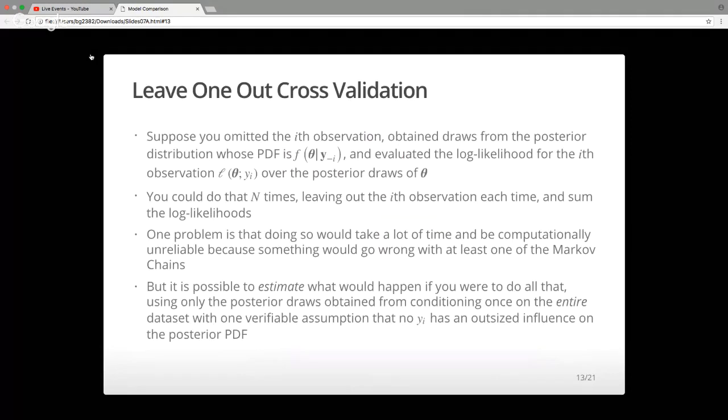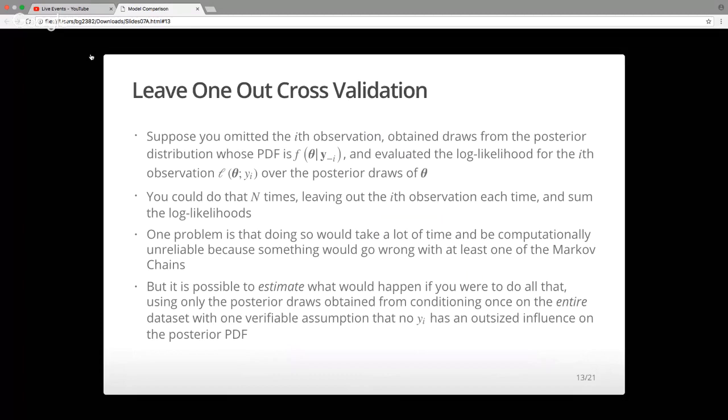Okay. So the reading for today was all about leave-one-out cross-validation. Suppose you omitted the ith observation, just one observation, and obtained draws from the posterior distribution that has PDF f of theta given all the y's except the ith, and then you evaluated the log likelihood at the ith observation, so the log likelihood for theta at y_i, and you did this for every posterior draw of theta. That would be a good way of seeing how well your model predicts.